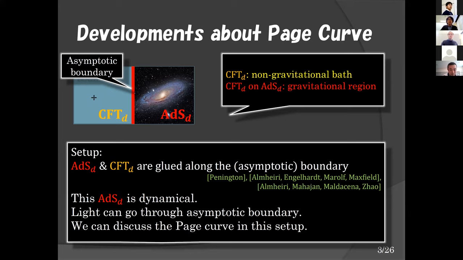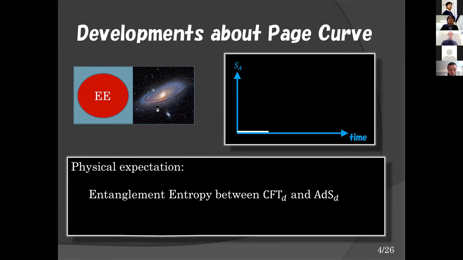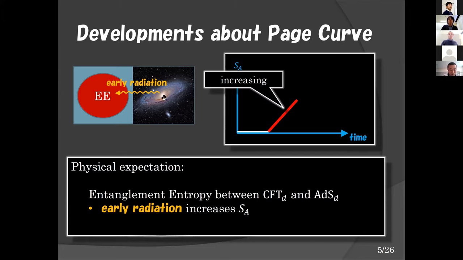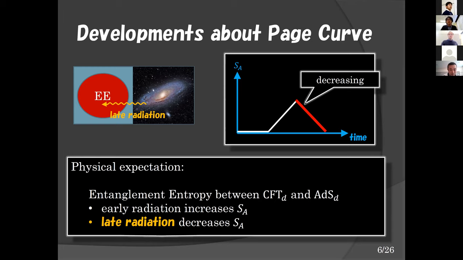So we can naturally expect that if we evaluate the entanglement entropy between this CFT and the AdS, it includes the entanglement entropy from the radiation from this gravity. We should first find the early radiation from the gravity, and this increases the entanglement entropy like this. But now we consider an evaporating black hole, so finally the late radiation should decrease the entanglement entropy like this. This is the so-called Page curve.